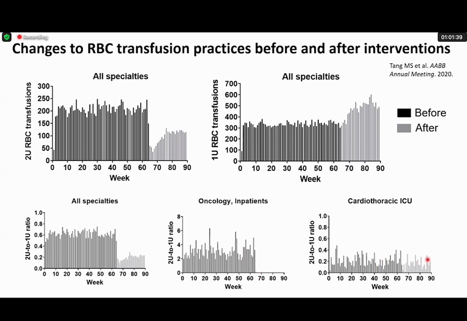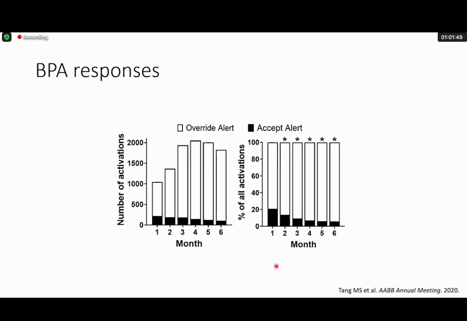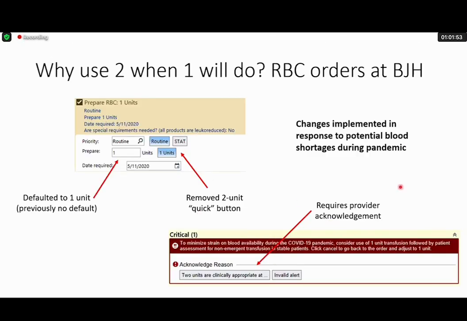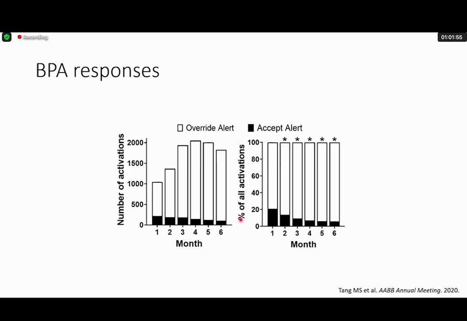It didn't have as much change in the cardiac ICU, which I'm fine with because those patients are at higher risk of bleeding and they're more likely to use multi-unit transfusions. The BPA that I mentioned here, this did not fire very often, and it actually decreased over time, but we still had these durable changes, which to me suggests that that defaulting was much more of the successful intervention than the alert itself.